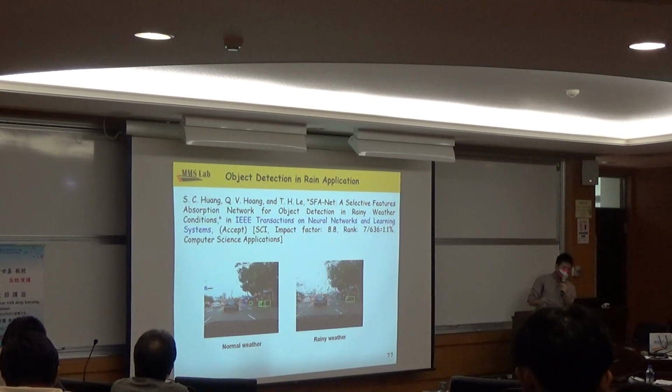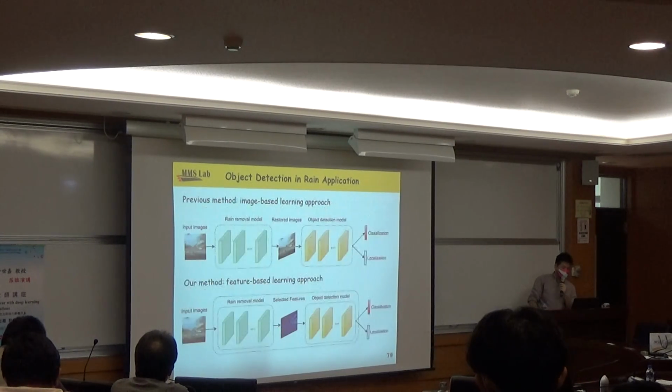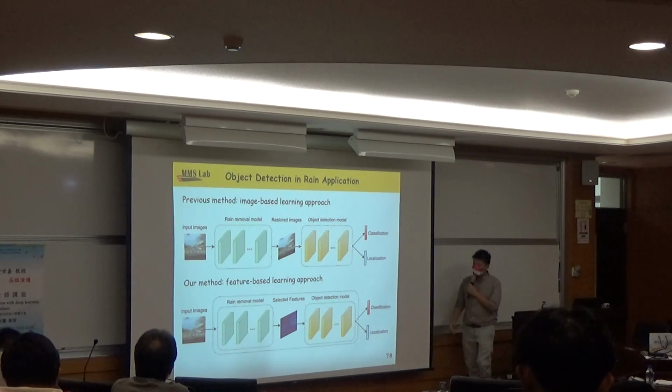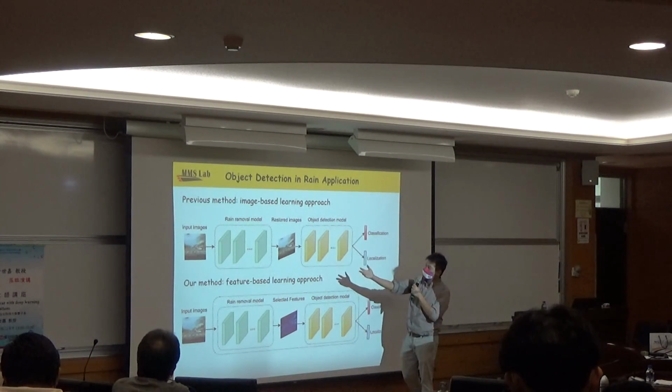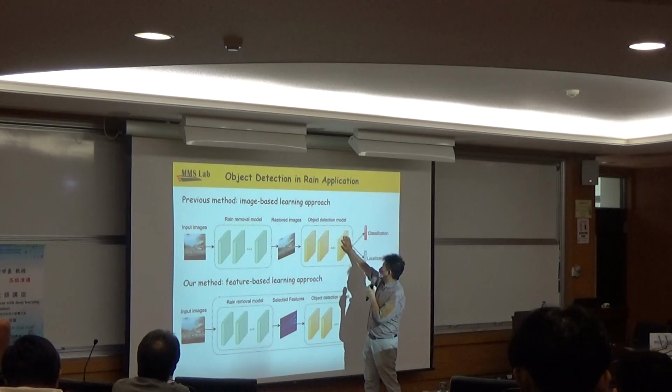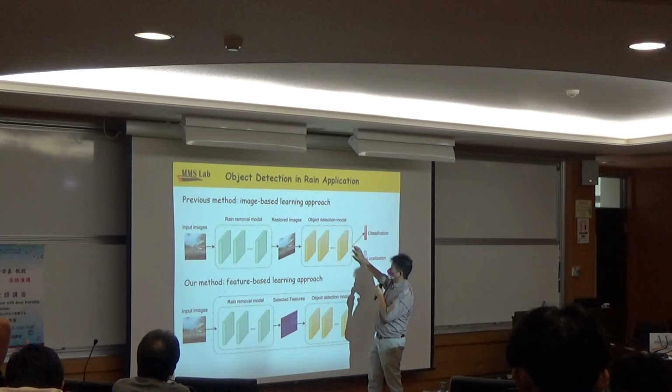I have a better performance. In rainy weather, I can detect more objects in rain situations. So this is the traditional way: an image is input, and they remove the haze and restore the image. And this is an object detection model.